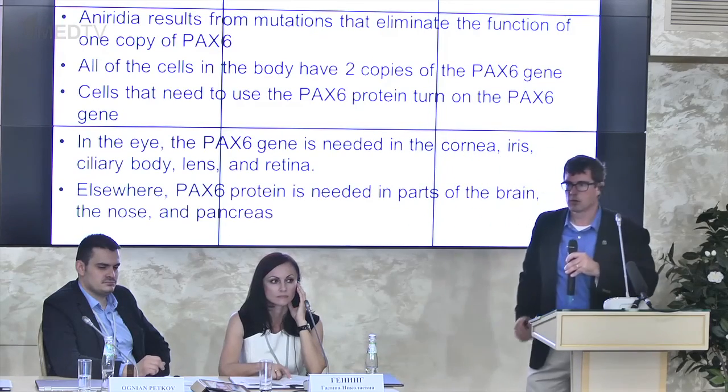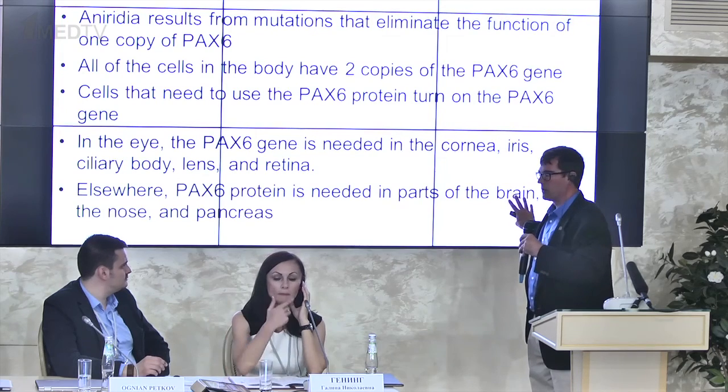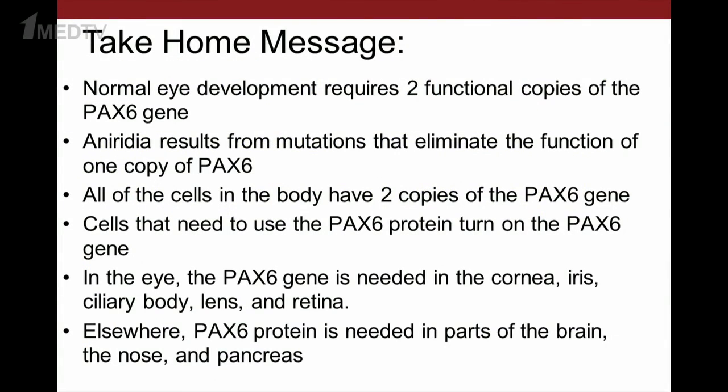Additionally, there are other parts of the body that include the nose, parts of the brain, especially the ear, and the pancreas. And we know that these are also changed in individuals with aniridia.